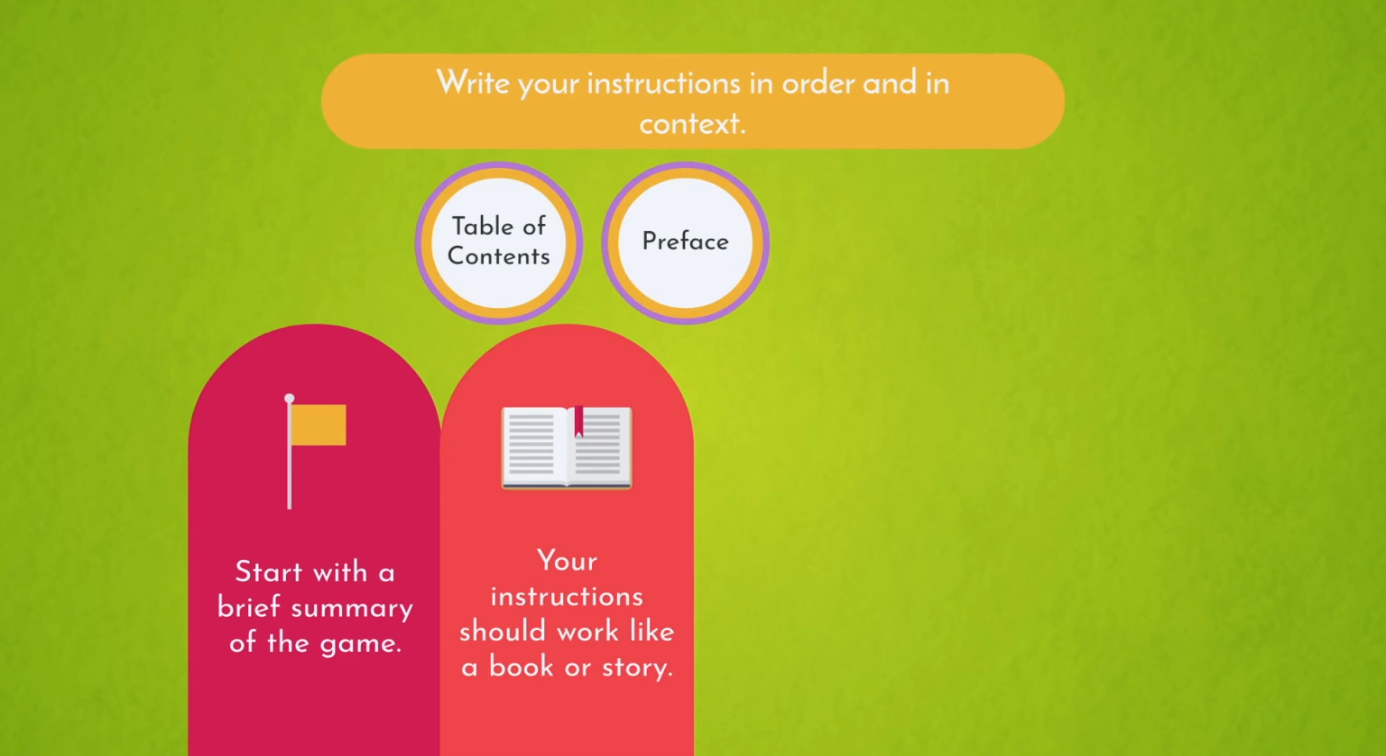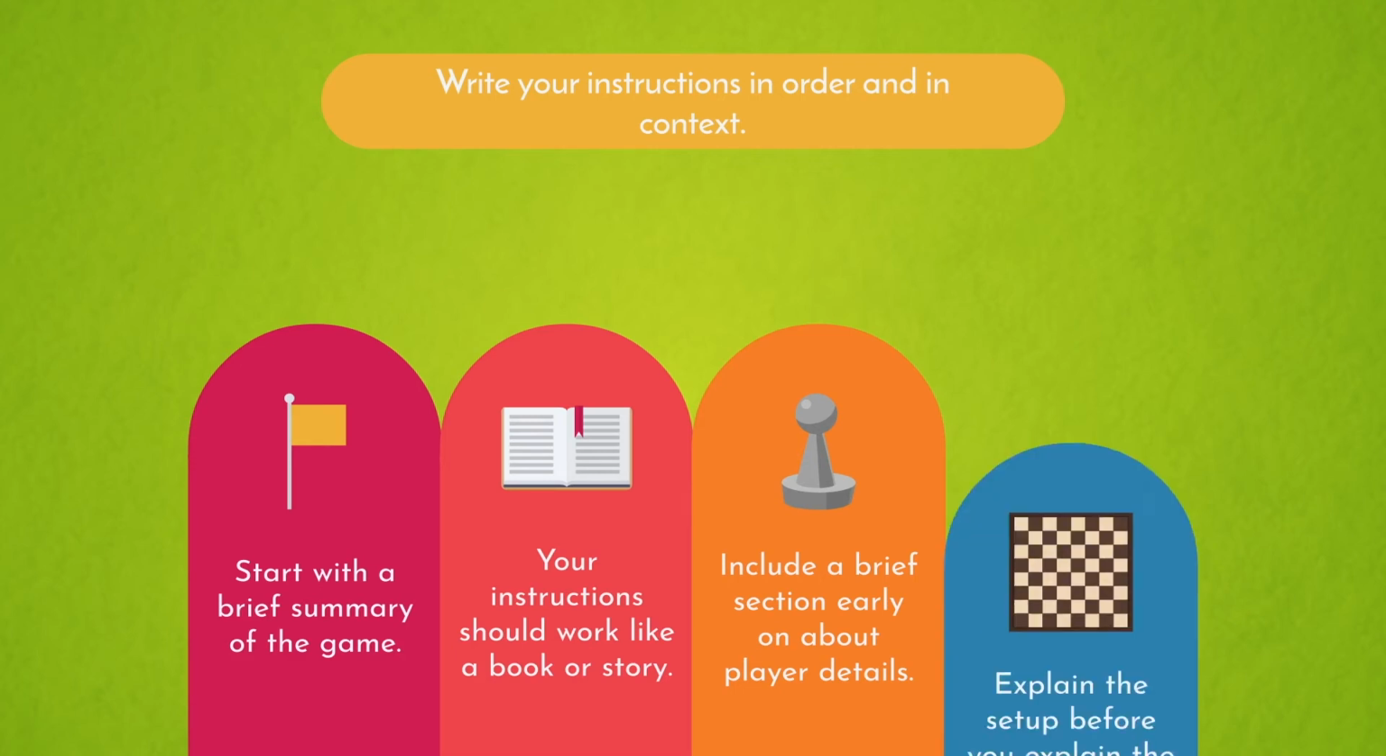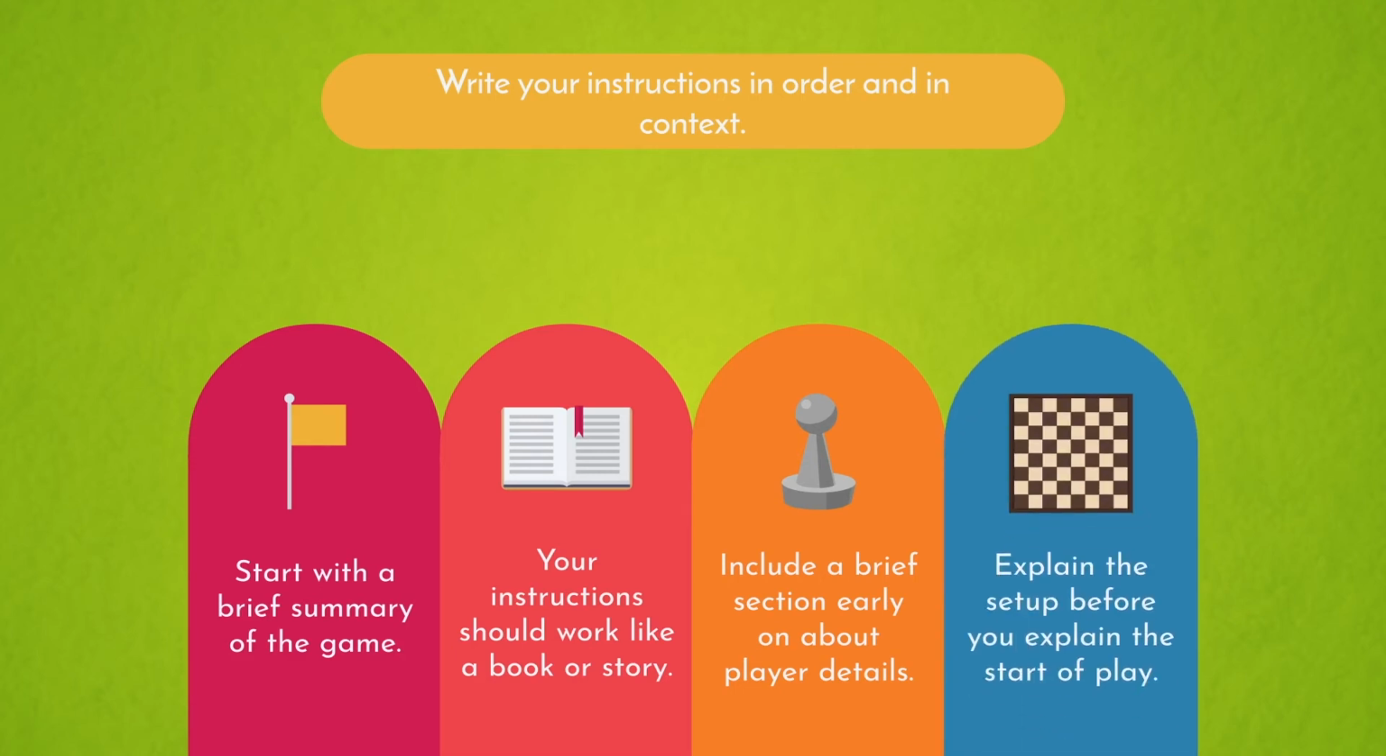This can be your objective. When explaining the rules and different parts of the game's flow, do it in the order that it'll happen. It should follow a beginning, middle, and end. You'll also want to include a brief section early on that details how many players can play and the age range. Explain the setup before you explain the start of play so players can set up the board.